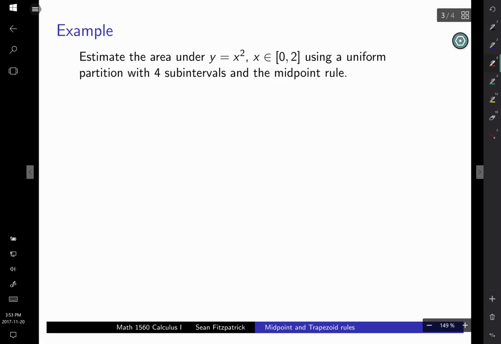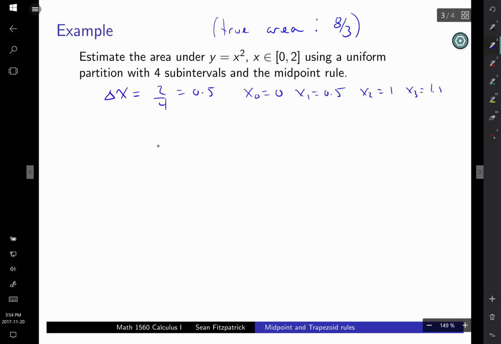So we're going to try these two techniques in a fairly simple example, and we're going to see how they perform. We're going to do y equals x squared from 0 to 2, and let me tell you that the true area here, which we sort of saw in the last video, is given by 8 over 3. We're doing 4 subintervals, so our delta x here is 2 over 4, which is 1/2 or 0.5.